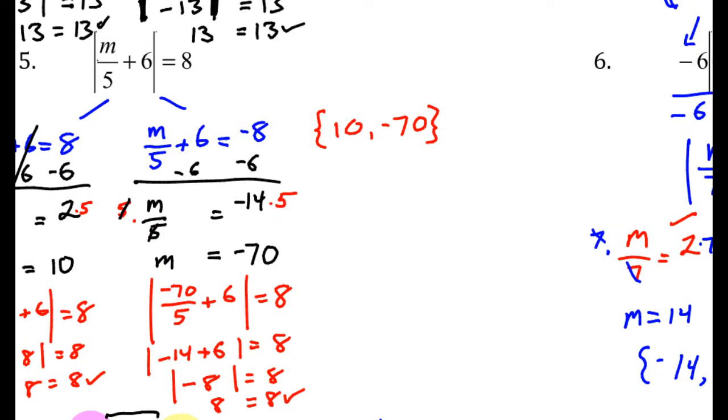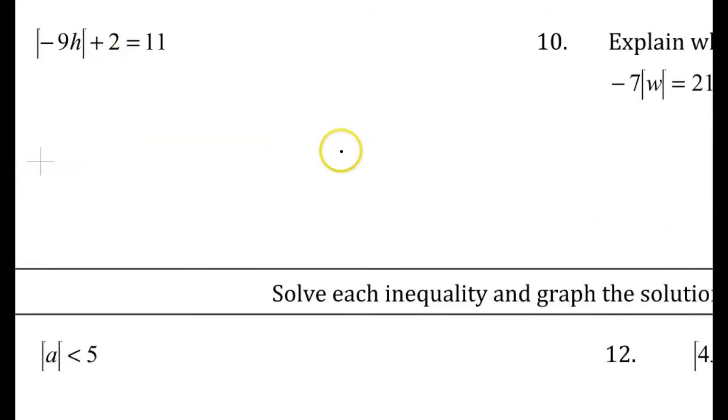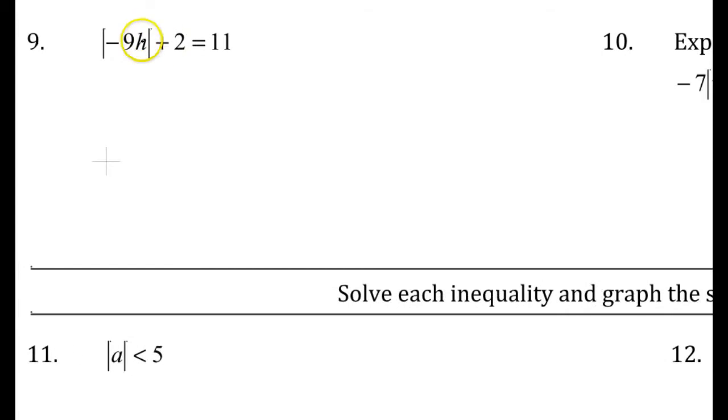Alright, let's go to the back. We got number 9. So a little more practice. The number on the outside, let's get rid of that first. So we have the absolute value of 9h, negative 9h, is equal to 9. It's a good habit just to ask yourself, how many answers are there? So this is a positive, so there are 2 answers.